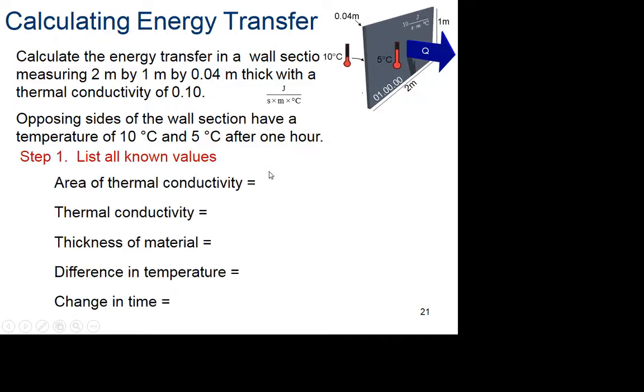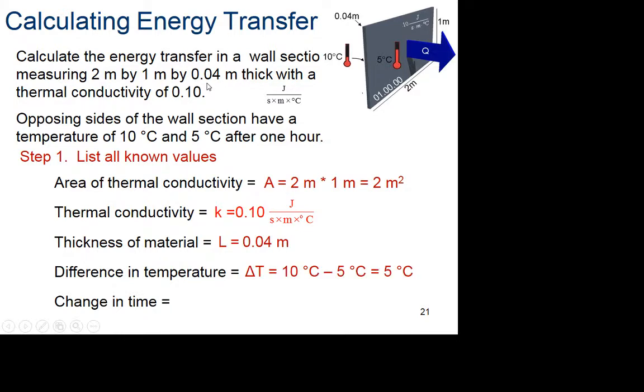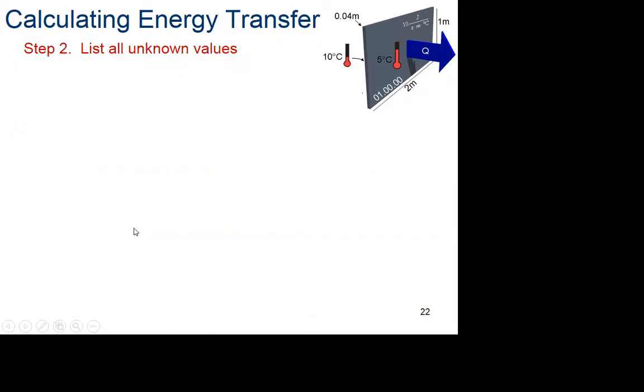Okay, so things that we know. We know the area that energy is being transferred through. It's 2 by 1 meter, so it's 2 meters squared. The thermal conductivity is 0.1. The thickness is 0.04 meters. The difference in temperature is 5 degrees. And the amount of time that it takes is 1 hour or 3,600 seconds.